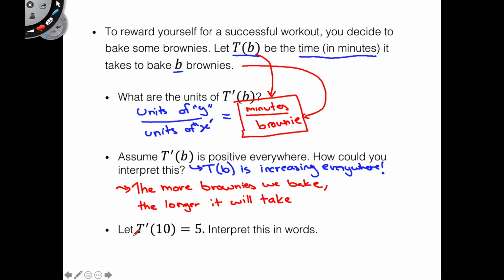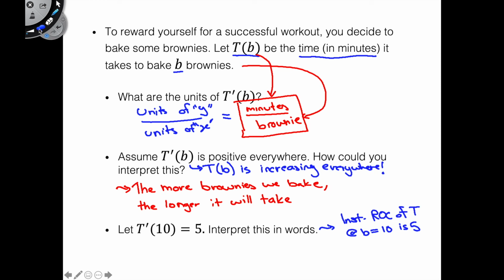Last question. Let T prime of 10 equal 5. Interpret this in words. Well, once again, just to set this up, this is saying that the instantaneous rate of change of T at B equals 10, my apologies, at B equals 10, is 5, right?